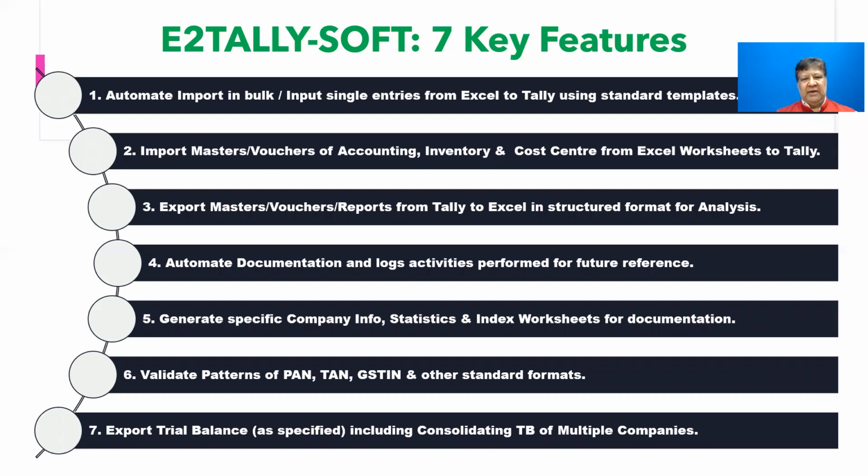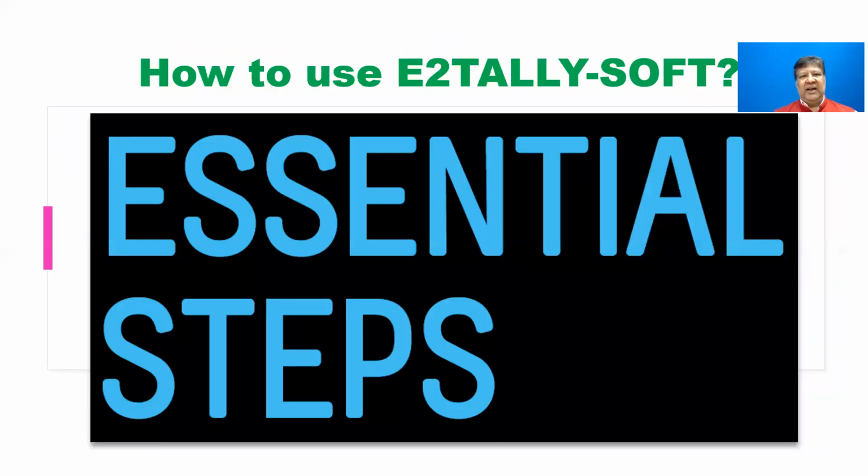You can export the trial balance as specified, including you can consolidate the trial balance of multiple companies. You can open multiple companies and you can consolidate all these trial balances in one go. And this trial balance comes not only with consolidate, it also comes with the append feature, which means you can drill down and filter the details of specific companies based on specific head of account or chart of accounts you want. Now let's look at how to use E2Tally Soft.